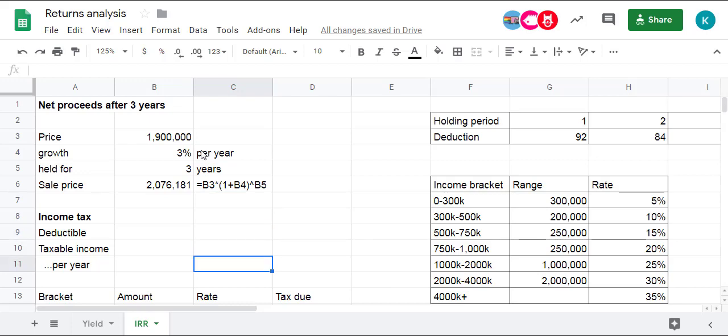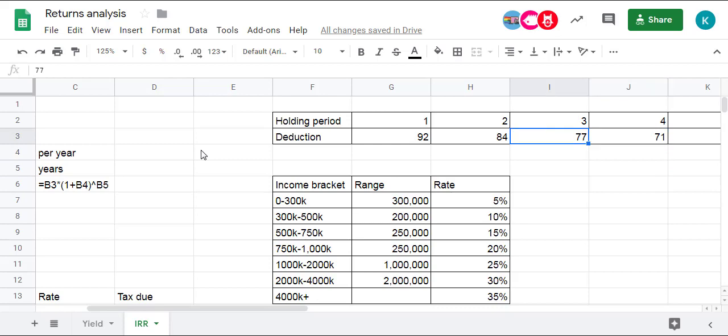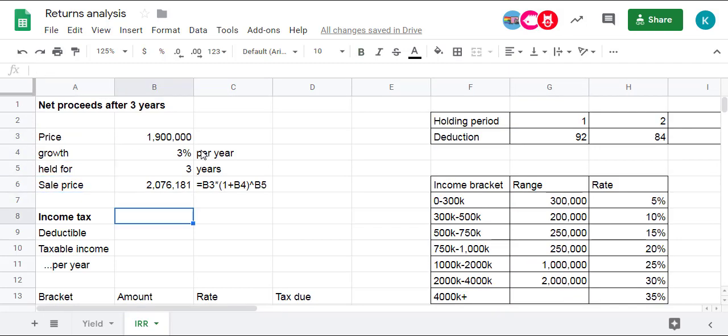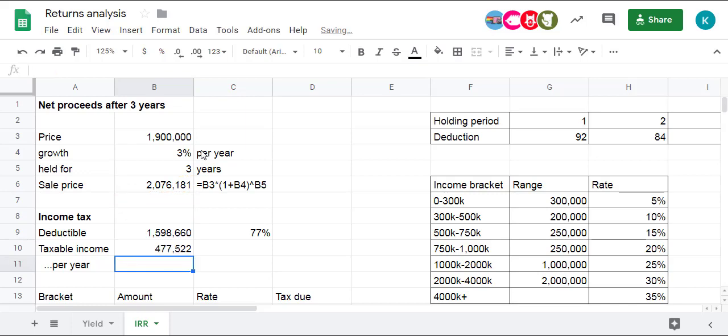So the first element we're going to calculate is the income tax. When we discussed in the slides earlier, I gave you an example of income tax for 1 year. But here we held the property for 3 years, so how does this work? First, we look up our table. We held the property for 3 years, so the table says the deduction is 77%. We're going to use that 77% from the table and multiply this to the sale price. That means we allow a deduction of 1.6 million baht, so our taxable income is 477,000 baht.